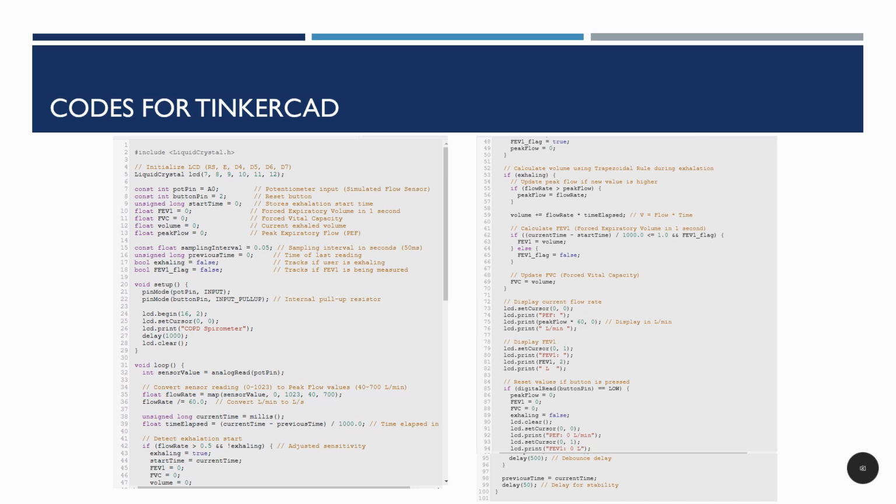A push button connected to digital pin 2 resets all values, peak flow, FEV1 and FVC, when pressed. This allows for a new measurement to be started. The delay of 50 milliseconds ensures stable readings, and the code continuously checks for the exhalation state, updating values and displaying them on the LCD for easy tracking of lung function.